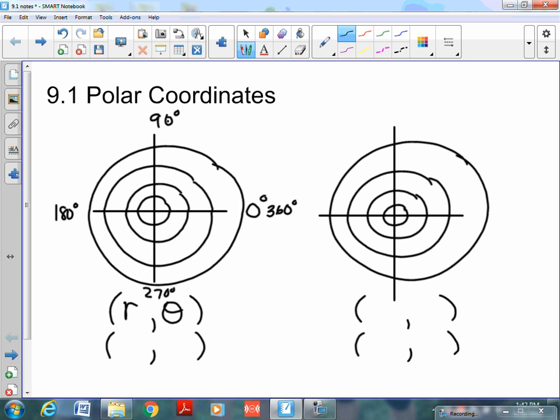There are 2 ways to plot points on this one, and 2 ways to plot points on that one. I can have a positive R and a positive theta, or I can have a positive R and a negative theta. This is the positive R, and if I go in this direction, it's a positive angle. And if I go down, it's a negative angle, right? Just like you've known before. If you go up, it's positive. If you go down, it's negative.